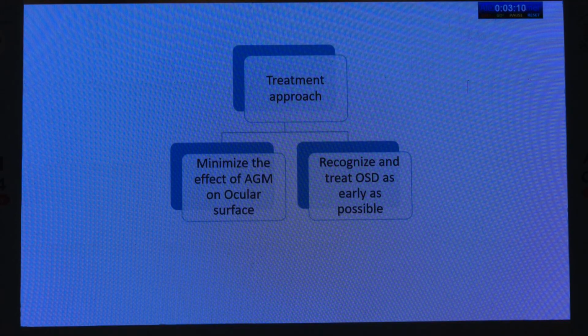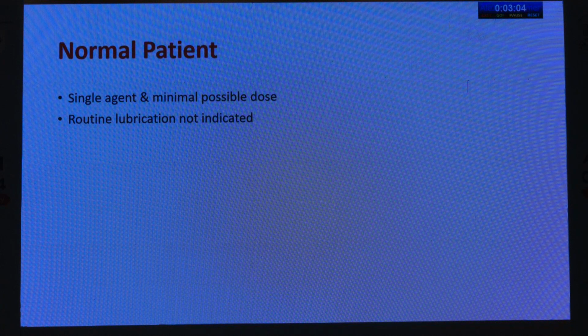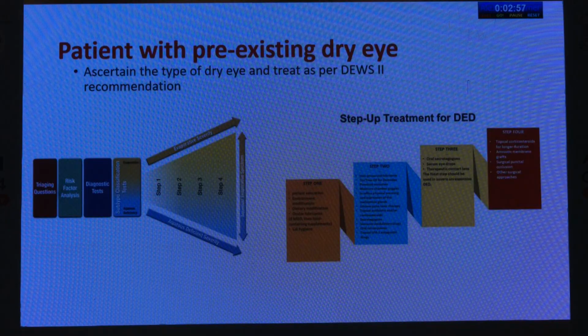The treatment approach basically aims at minimizing the effect of the anti-glaucoma medication on the ocular surface and recognizing and treating ocular surface disease as early as possible. So when a patient, like a normal patient, has been recently diagnosed with glaucoma, you should start with a single agent with a minimal possible dose, and routine lubrication is not required in these cases. In a patient who has pre-existing glaucoma, first you have to ascertain the type of dry eye and then treat as per the dose recommendation in a step ladder manner.